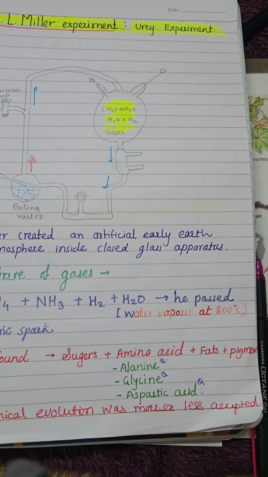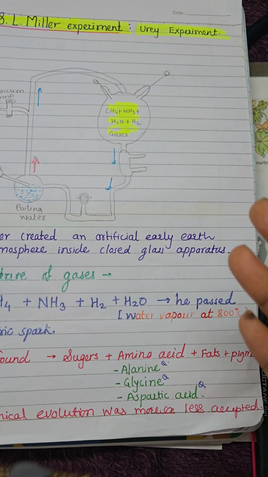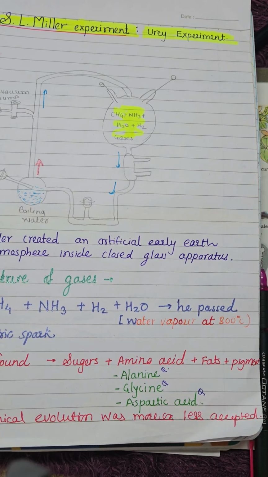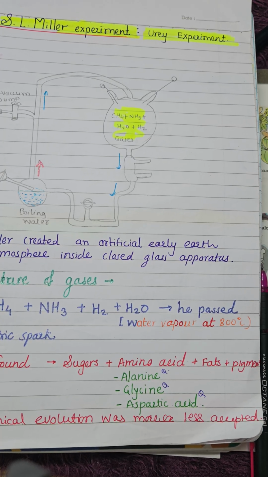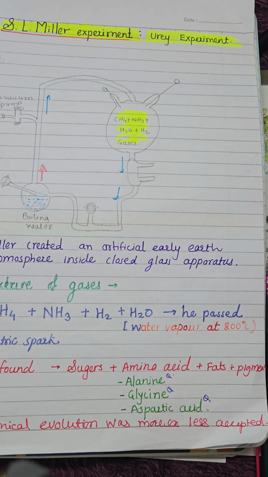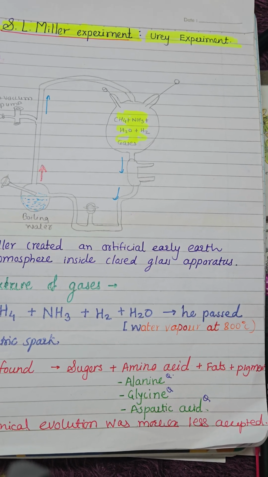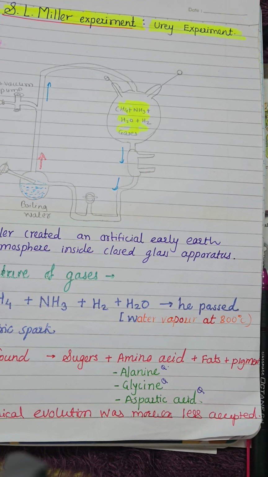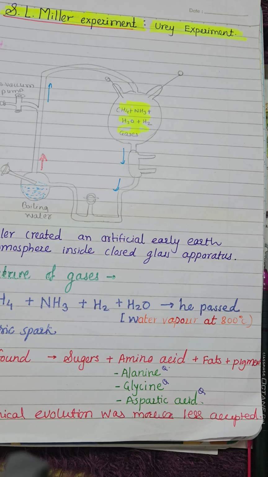So life did not appear suddenly. It evolved step by step from simple chemicals. And one more thing I want to add. In the Miller experiment, Miller says that the early Earth atmosphere had no oxygen. In the Miller experiment, there are some questions asked on this experiment.